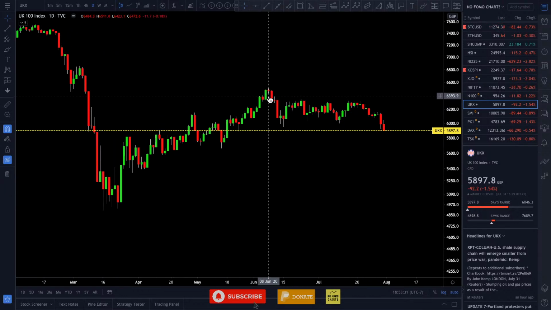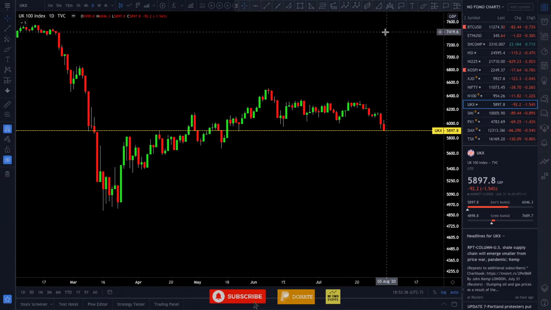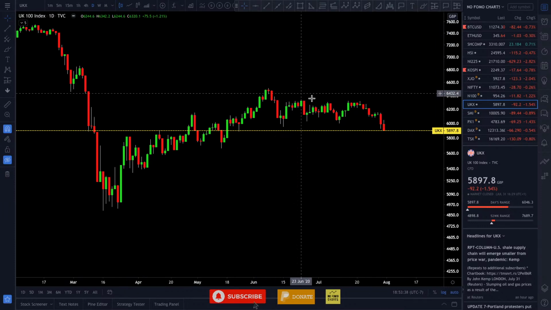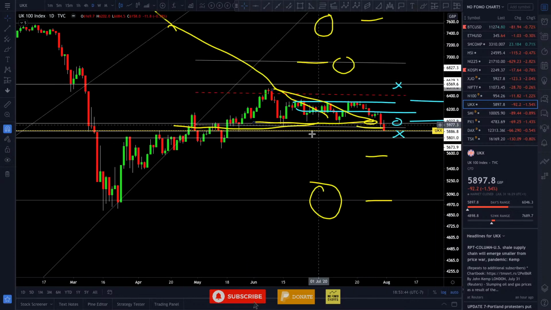So look at the UK right here. It's not NASDAQ, right? NASDAQ ended up way up here, basically on its chart. UK 100 not doing that. Consolidating, a little bit of breakdown. So where's the next major support? 5659. 5659.